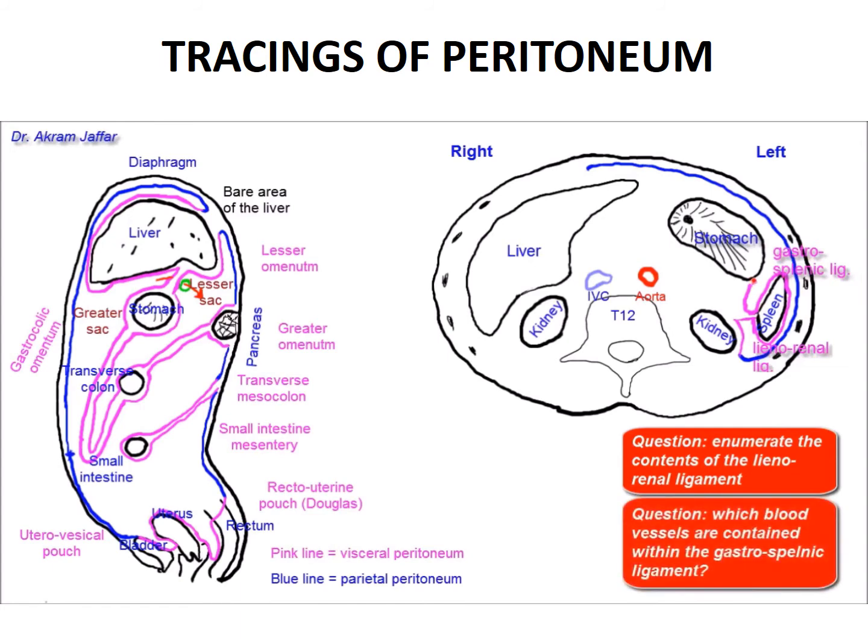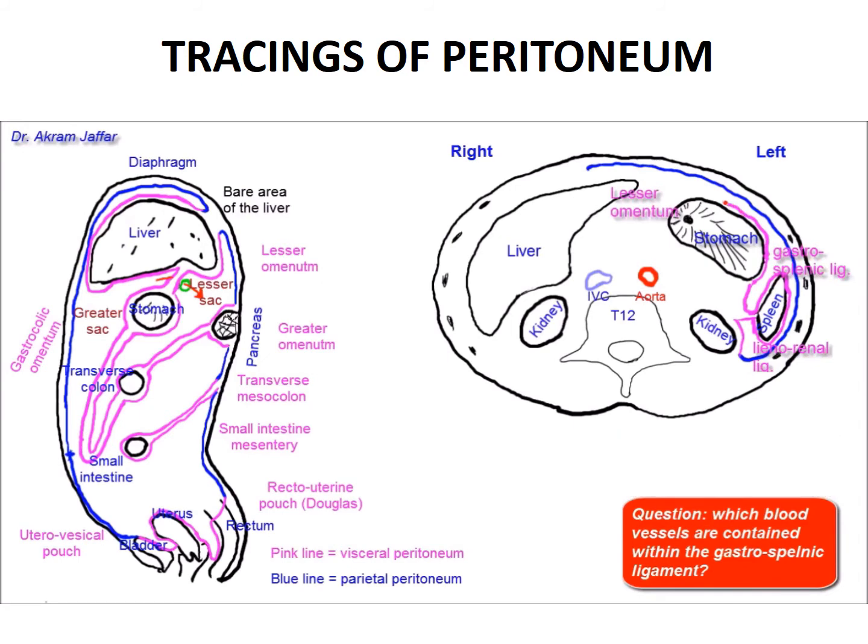From the greater curvature of the stomach, the visceral peritoneum covers the anterior surface of the stomach and reaches the lesser curvature of the stomach. At the lesser curvature of the stomach, it is going to be reflected towards the liver, and this fold of peritoneum is called the lesser omentum. It has a free border, so I'm not going to attach it here in the section directly to the liver, because it represents a free border.